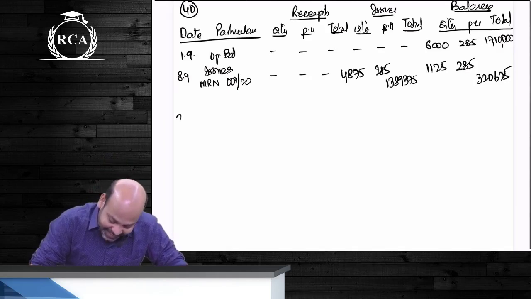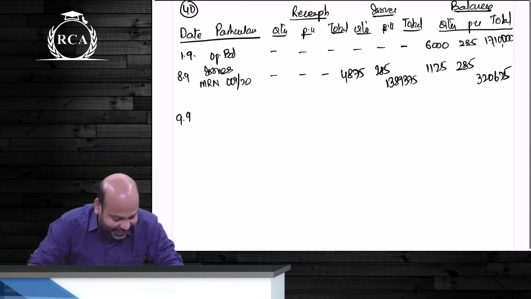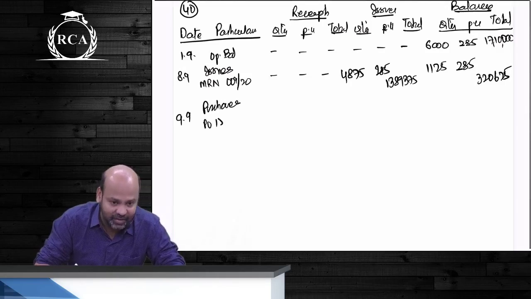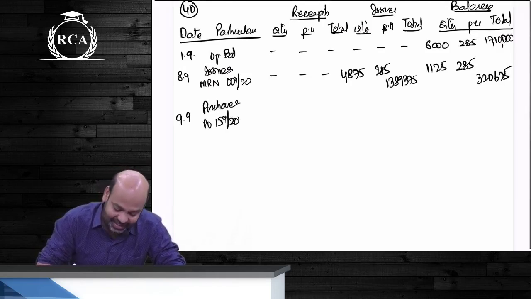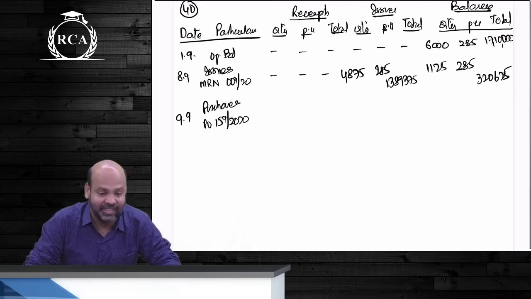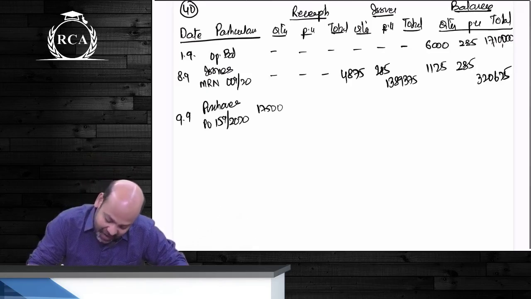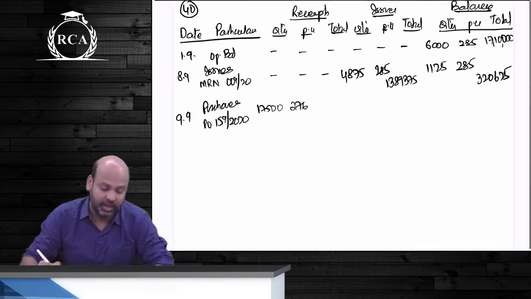यस गाइस, 9 सितंबर बेटा, purchases made PO 159/2020, 17,500 units at 276 rupees. कितना हो गया बेटा ये?